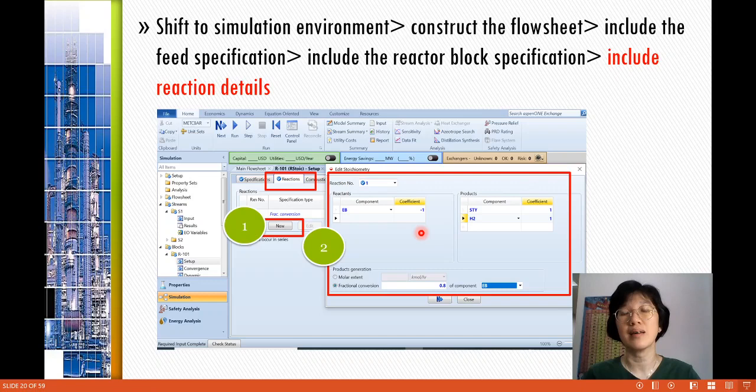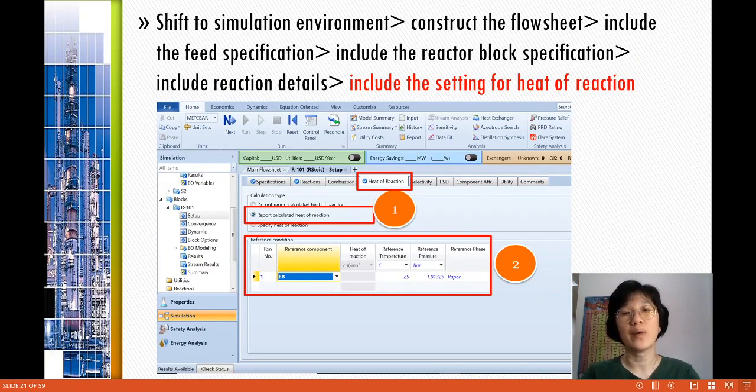That means the atomic balance and also the molecular balance, on the left and also on the right of the chemical equation, must be balanced. And other than the chemical equation, you have to state also either the molar extent, so this is the extent of reaction, or the fractional conversion. Given in the question is the fractional conversion of ethyl benzene, and it is 0.8. Just put it accordingly.